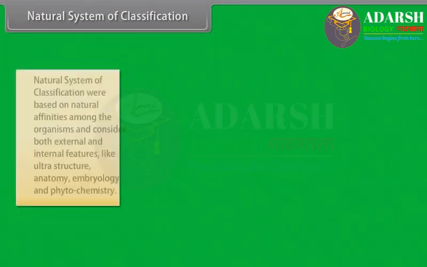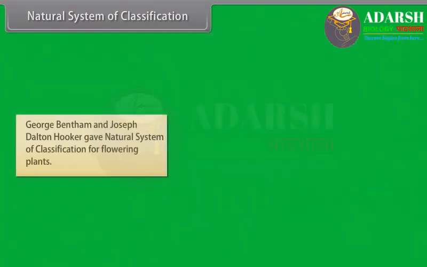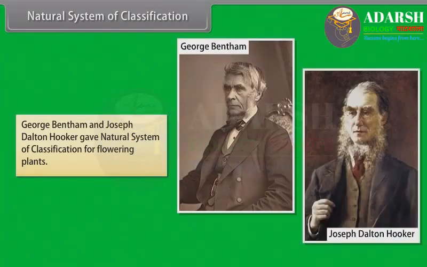Natural system of classification. Natural system of classification was based on natural affinities among the organisms and considered both external and internal features like ultrastructure, anatomy, embryology, and phytochemistry. George Bentham and Joseph Dalton Hooker gave natural system of classification for flowering plants.